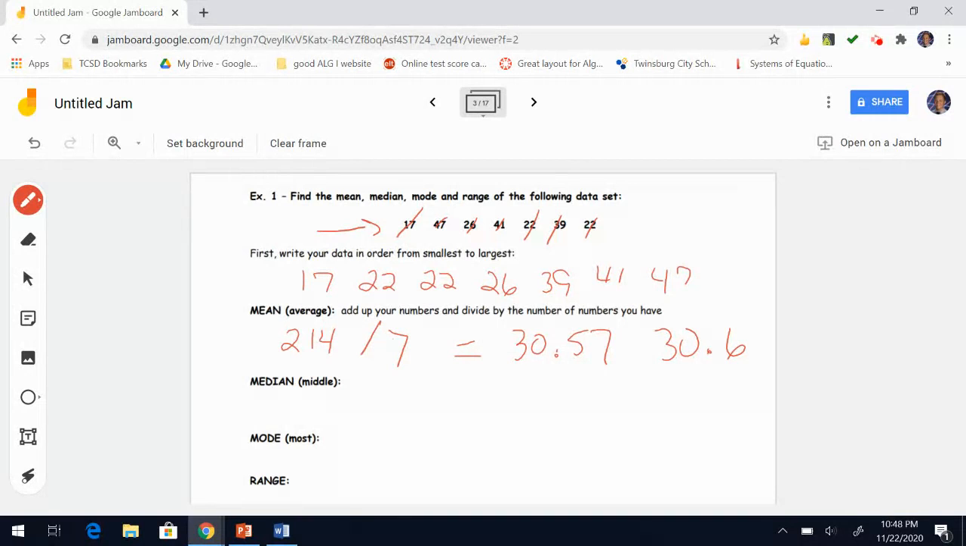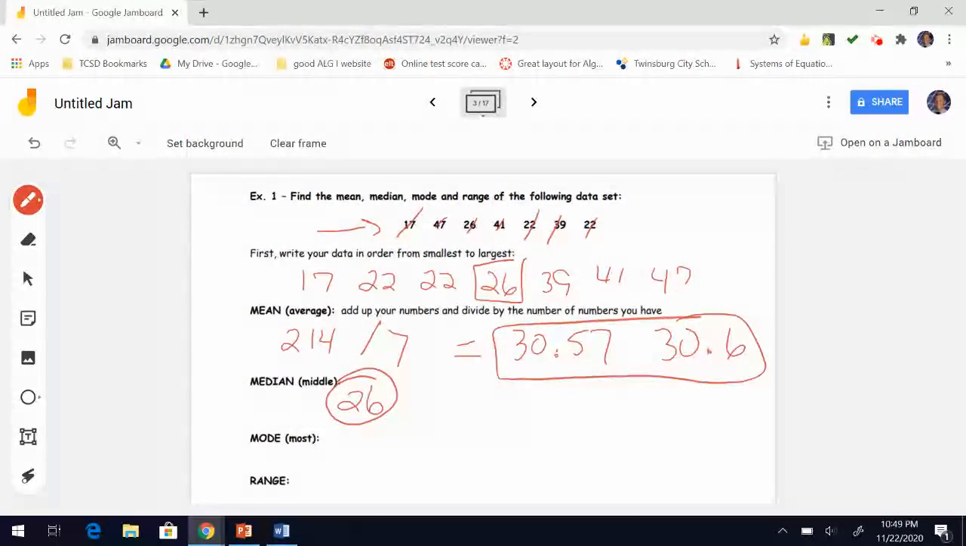Median, that's going to be our middle number. So we have 1, 2, 3, 4, 5, 6, 7. So the number in the middle, we're going to go right here with 26 because there's 3 to the left and now 3 to the right. So our middle number, our median, is going to be 26 for this data. I'm just going to circle these answers. Our mode is the most occurring. I see 22 twice, so that's going to be 22. And our range, remember, we take the highest value, which is 47, subtract our lowest number, and we get 30.